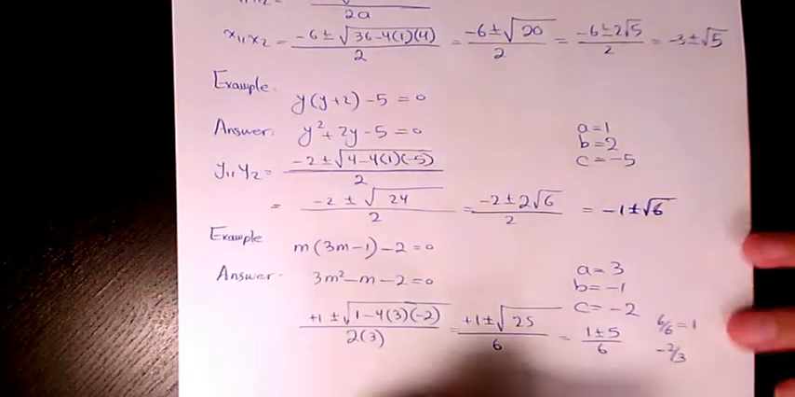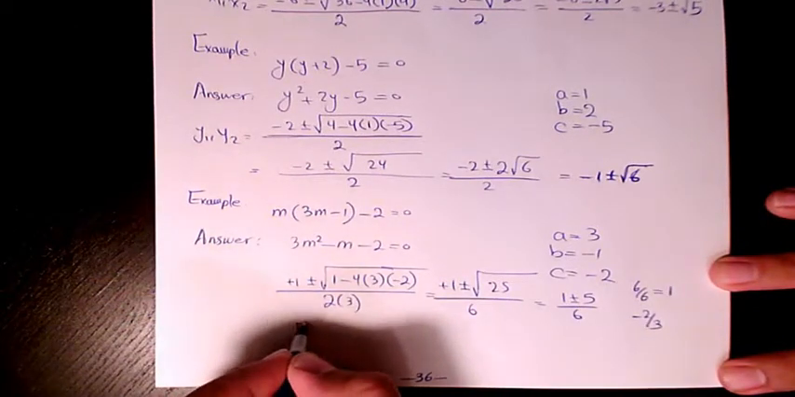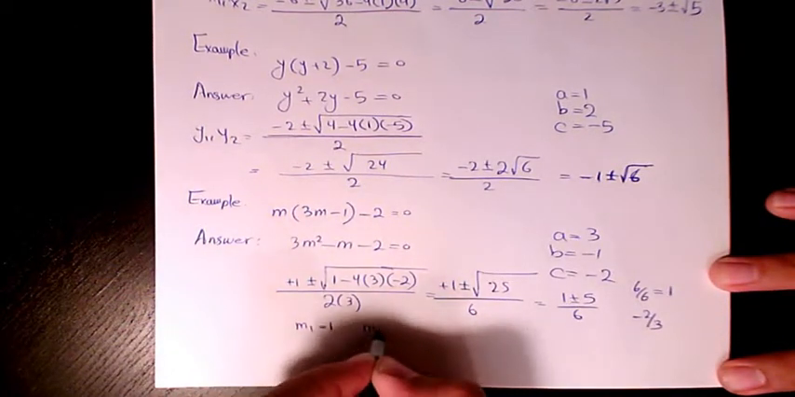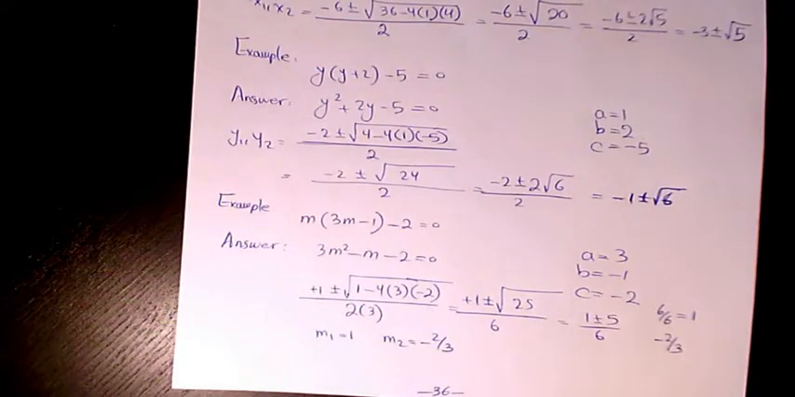So these are the answers. So it will be m1 equals 1, m2 equals negative 2 over 3. This is the final answer.